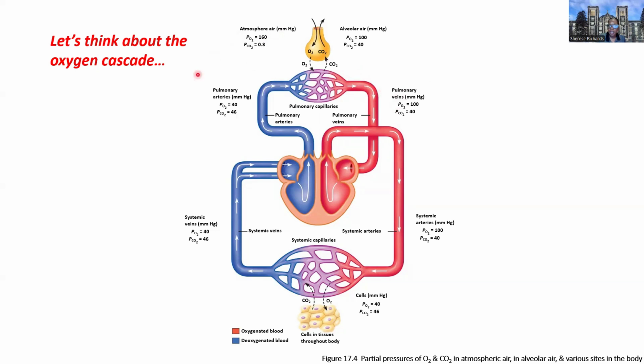And this phenomenon is described as the oxygen cascade. So the way that the partial pressure is dropping off at every level, from the atmosphere to the alveolar air, to the pulmonary vasculature, to the systemic capillaries, and then eventually the capillary beds, that is described as the cascade that allows for diffusion.